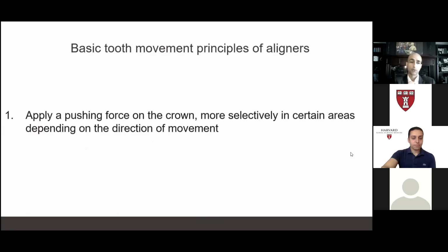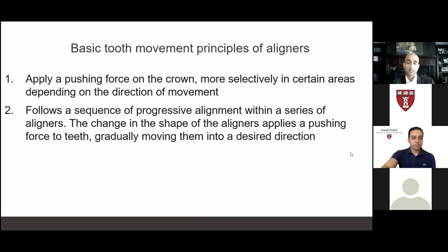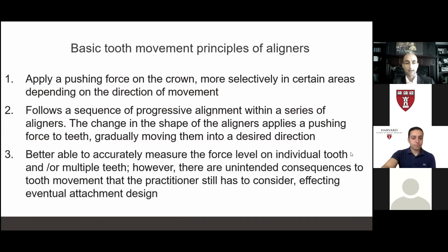With aligners, of course, we apply a pushing force on the crown more selectively in certain areas based on the deformation of the plastic and where it's applying more pressure. It follows a sequence of progressive alignment within a series of aligners. The change in the shape of the aligner is what causes the tooth movement. So it's a change in the shape of the aligner that elicits a force to cause the tooth movement, moving the tooth eventually into the desired direction.